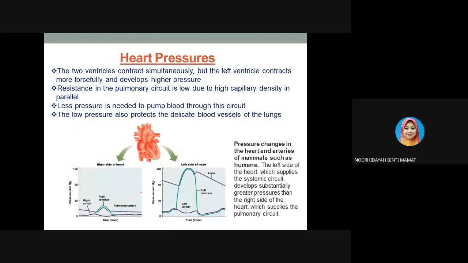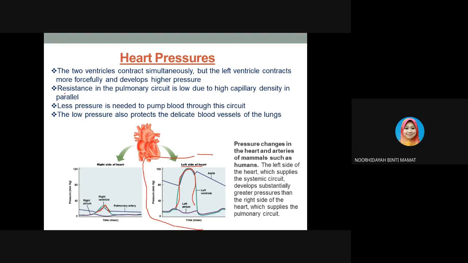So we move to the heart pressures. Okay, so the two ventricles contract simultaneously, but the left ventricle contracts more forcefully and develops higher pressure. So you can see from this graph. Okay, so this is the left side of the heart. So the left ventricle contracts more forcefully and develops higher pressure. Okay, as you can see from here. So this is the left ventricle compared to the right ventricle.